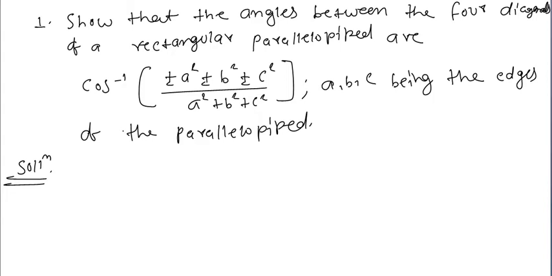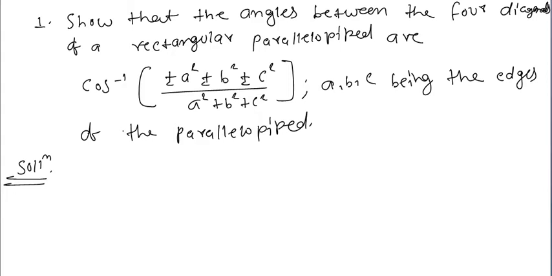Now my first problem is: show that the angles between the four diagonals of a rectangular parallelepiped are cos inverse of plus or minus a square plus or minus b square plus or minus c square divided by a square plus b square plus c square, given that a, b, c are the edges of the parallelepiped.